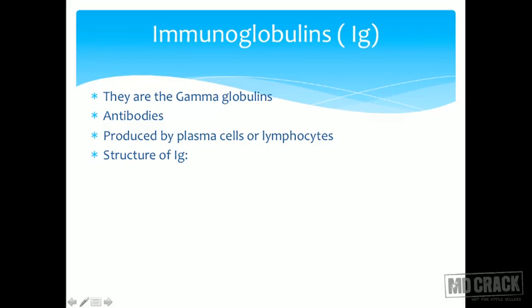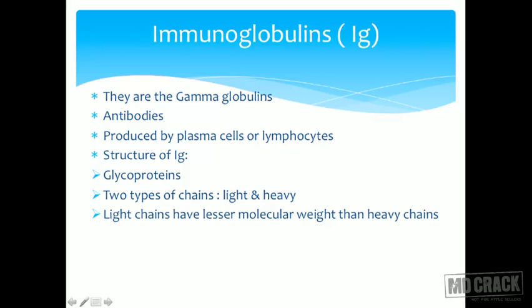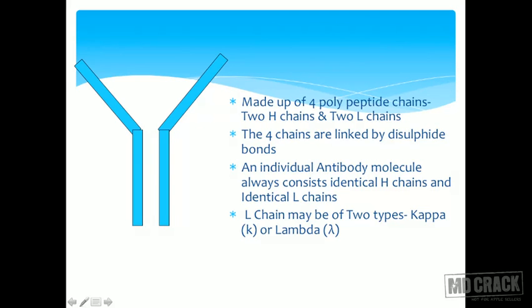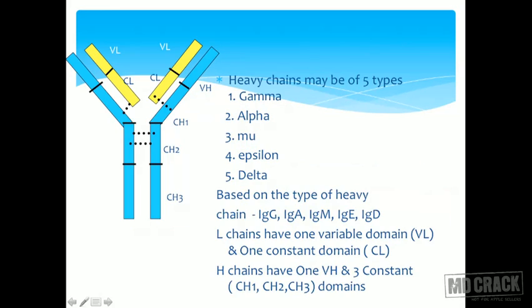and the plasma cells. Structure of immunoglobulin: most of the immunoglobulins are glycoproteins, meaning they are proteins with glycation, a carbohydrate chain. They have two types of chains, light and heavy. Light chains have a lower molecular weight than the heavy chains. It is a Y-shaped molecule made up of 4 polypeptide chains, 2 H chains and 2 L chains, which are all linked by disulfide bonds.